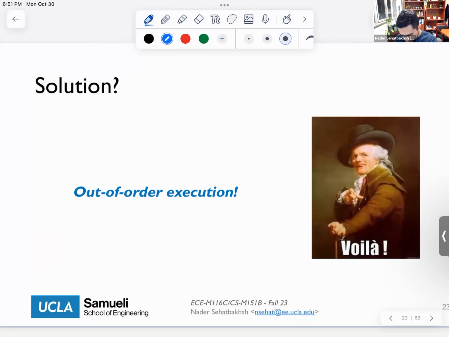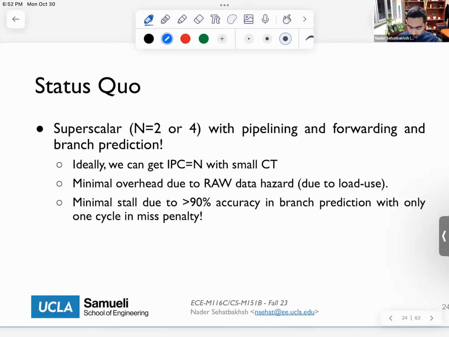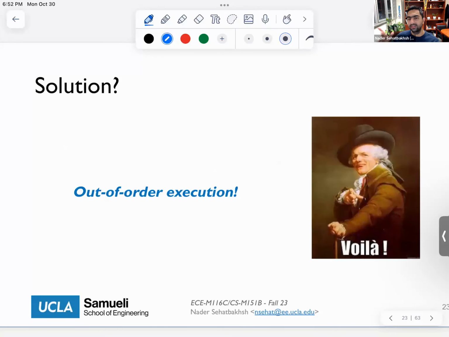So how do we fix this? We fix this with the idea of what we call out-of-order execution. I'm going to discuss the detailed implementation of out-of-order execution in the next class, but I'm going to talk about the basics and the motivation behind it now, so that we can then jump into the actual implementation in the next lecture.